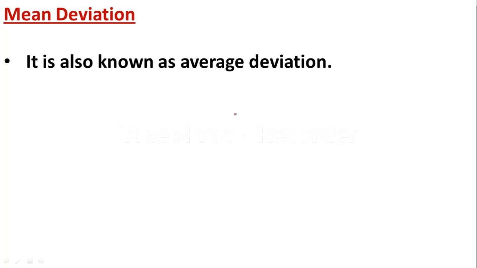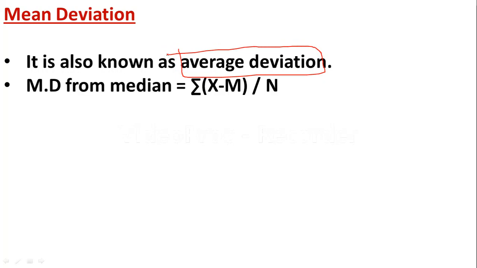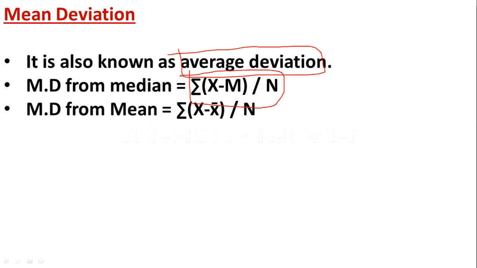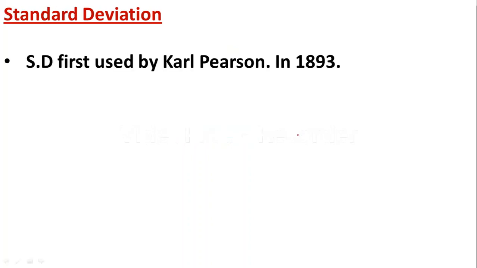Then next is mean deviation. Mean deviation is also known as the average deviation. Here we can calculate mean deviation by using median, and also by using mean. From median, sigma x minus M divided by n; from mean, sigma x minus x bar divided by n. These are the two formulas to calculate mean deviation. Again, for continuous series the formulas are different.